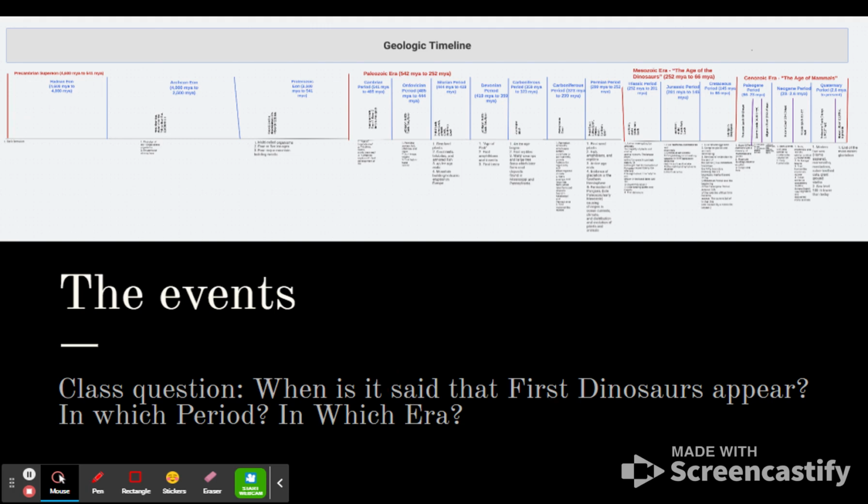Next question. When is it said that the first dinosaurs appeared? In which period? In which era? Jurassic. I thought there was the era before the Jurassic. I mean, the Triassic. So remember, let's start with the era. What era was it that the dinosaurs were? The Mesozoic era and the Triassic period. The Mesozoic era, and the Jurassic.